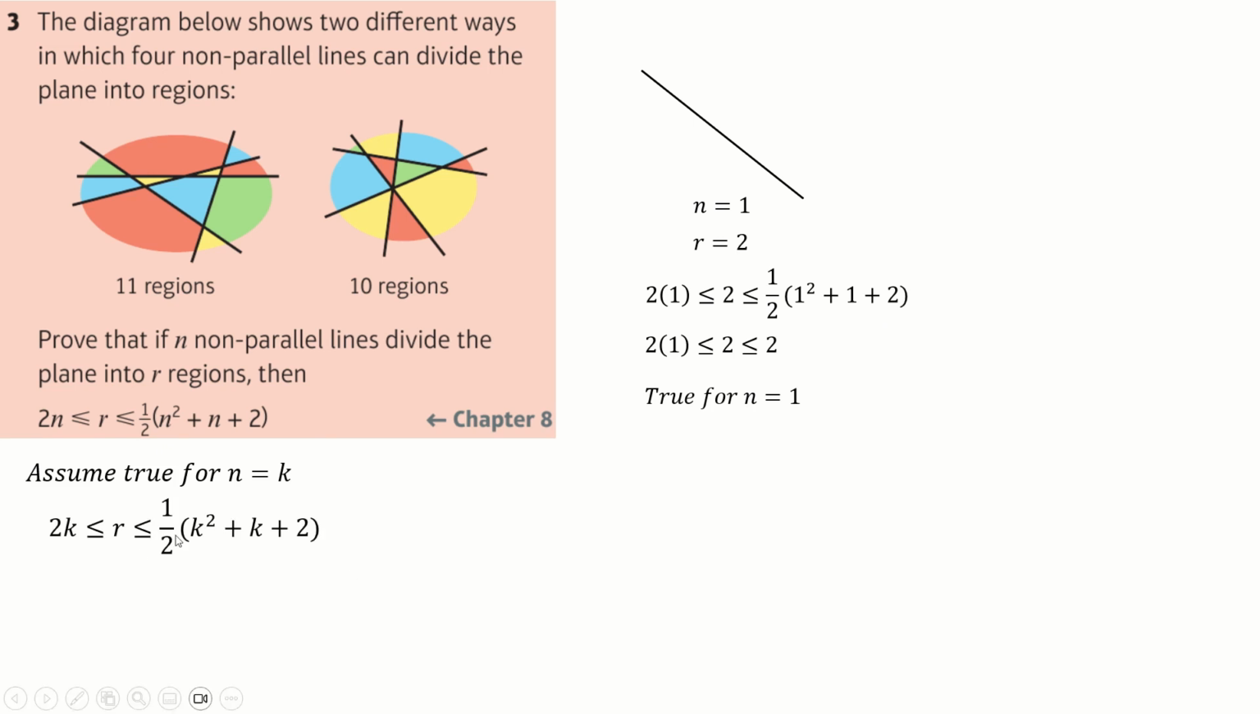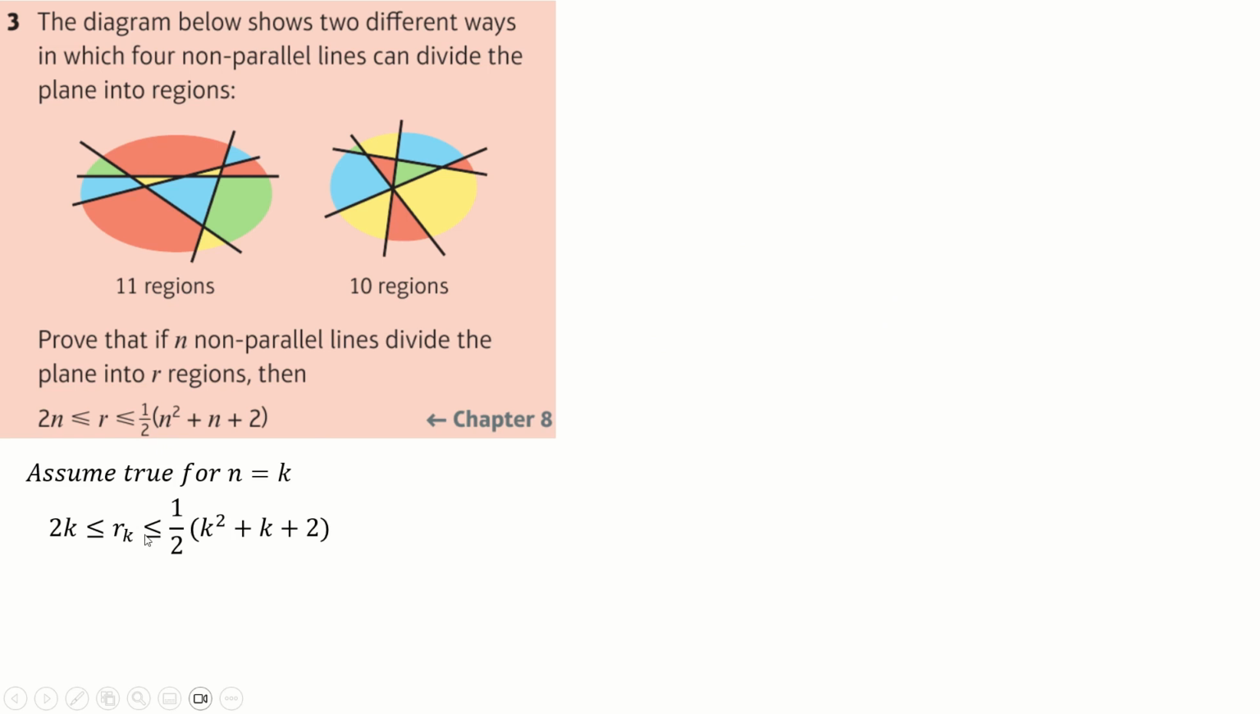So you assume this is true for some regions if there are k lines. This is just saying the number of regions for k lines is between 2k and 1/2 k squared plus k plus 2. So okay, we've got a bunch of lines here. I've just done 3 to start with.